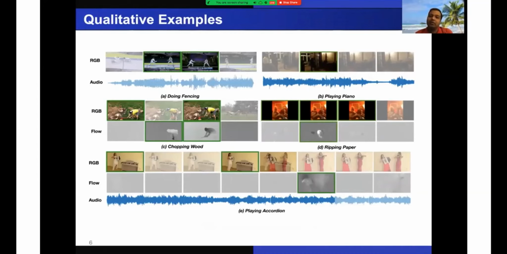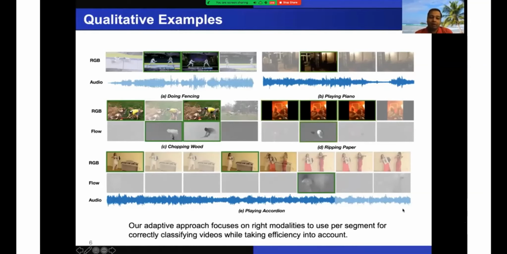Similarly, for the case of playing piano, audio is selected for all the segments, whereas it only selects RGB for the second segment, leading to a significant reduction in computation. Similar observations can be made for both RGB and flow combination, also RGB, flow and audio combinations. Our adaptive approach focuses on the right modalities to use per segment for correctly classifying videos while taking efficiency into account.